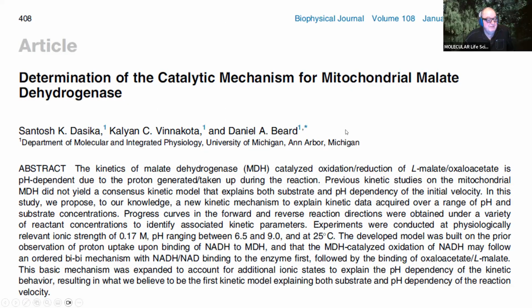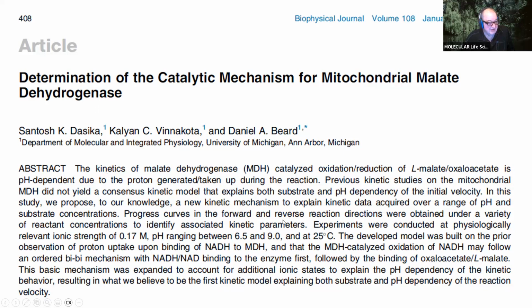And so with that, the paper ends up concluding, as we talked about in the summary, that this is an ordered mechanism. And I want to just quickly talk about a couple of the other papers that were on the list. This is a paper from Ann Arbor, Dan Beard, and they do essentially similar sorts of experiments.